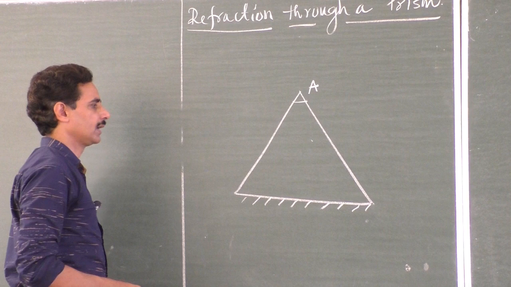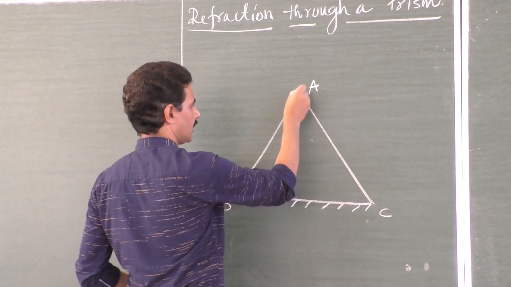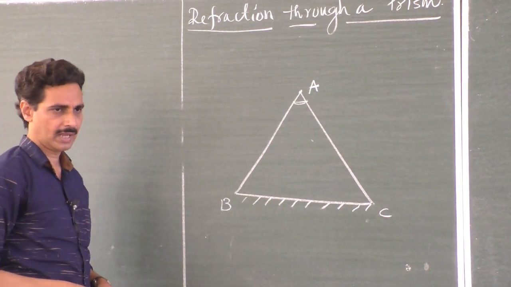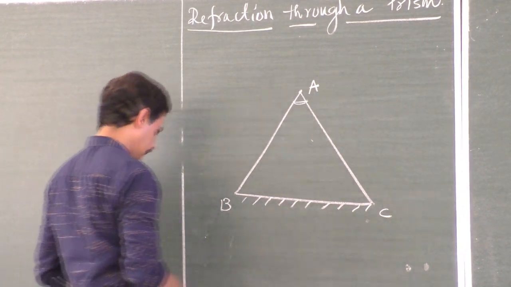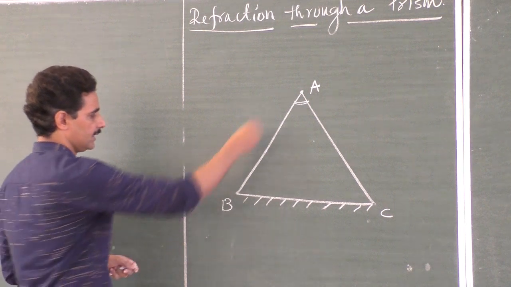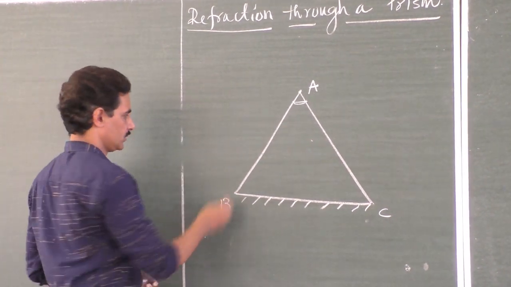Okay, now we will take a ray of light. I will call this A, B, C. A itself is one corner, one vertex. At the same time it is an angle also. A is the angle of the prism, the angle made by the two refracting surfaces. BC is the base of the prism. Take a ray of light now. Make it fall on one of the surfaces, say AB. So it is like this, you should have three-dimensional imagination.